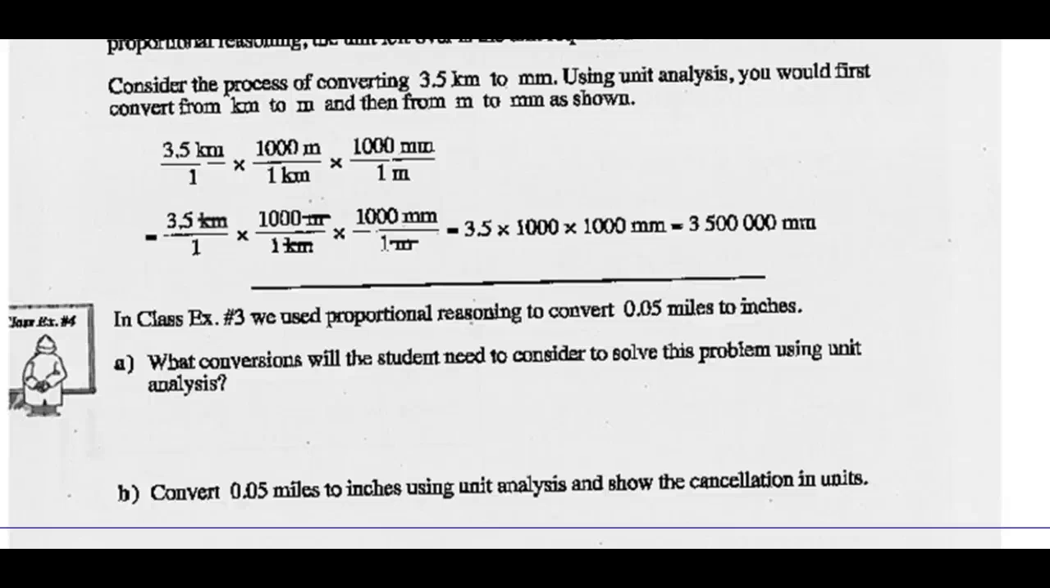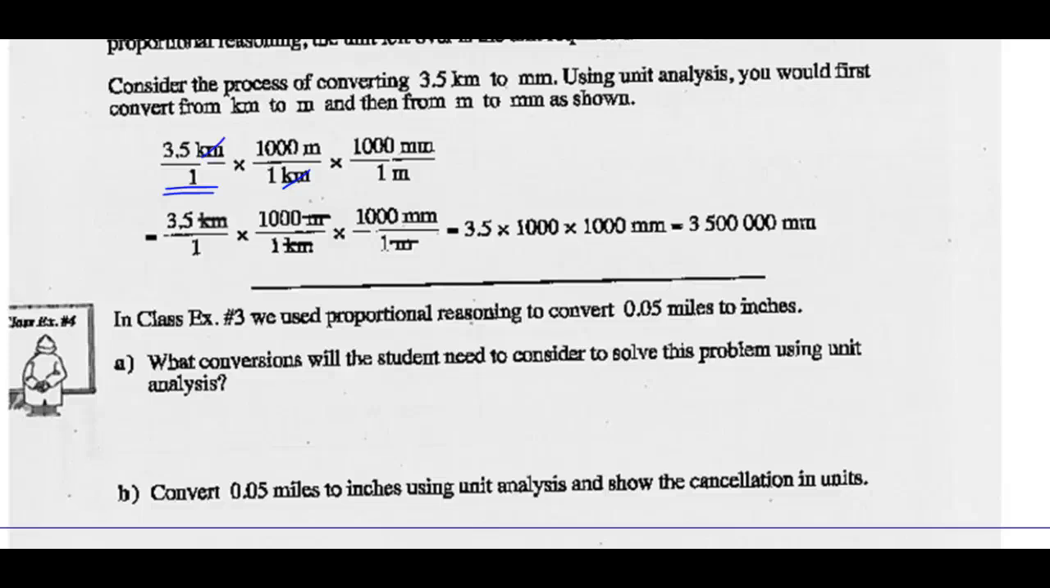We would first convert kilometers to meters. So we're given the original measurement, 3.5 kilometers over 1. That's our original. We're then going to convert kilometers to meters. So remember, I want to get rid of my kilometers, so my kilometers should end up in the denominator of my conversion. So 1 kilometer is 1,000 meters.